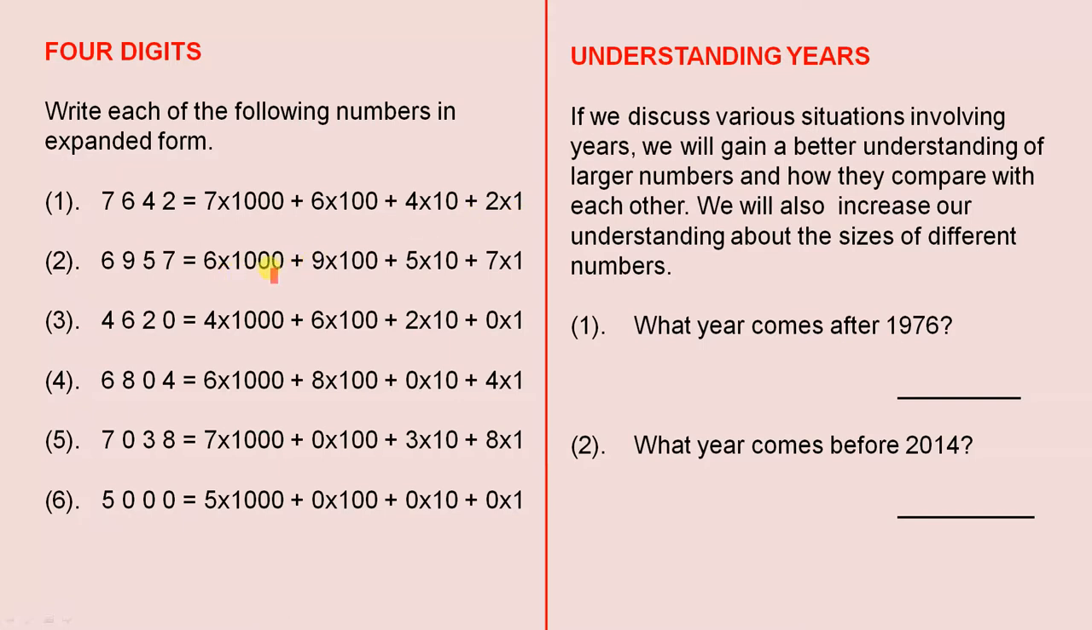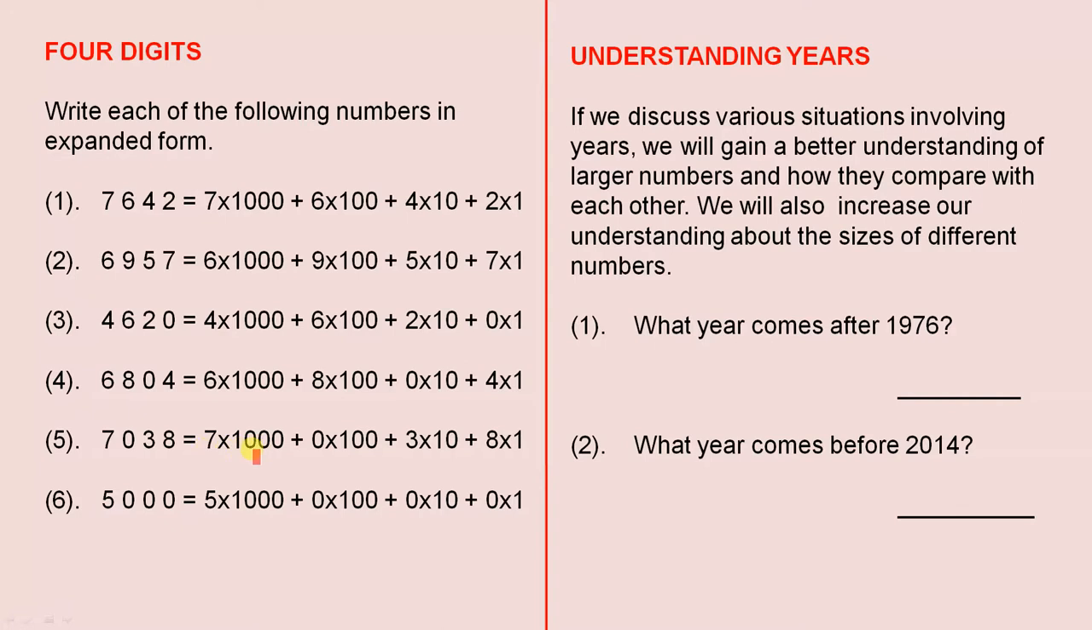6,957 is 6 thousands, 9 hundreds, 5 tens, and 7 ones. 4,620, 4 thousands, 600, 2 tens, that's your 20, and no ones. 6,804, there's your 6 thousands, there's your 800, there are no tens, and there's your 4.